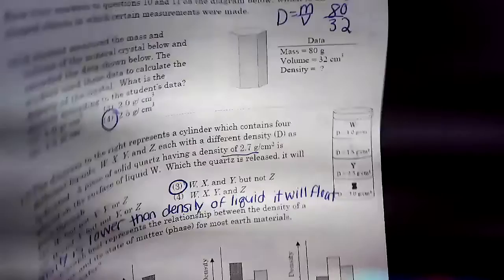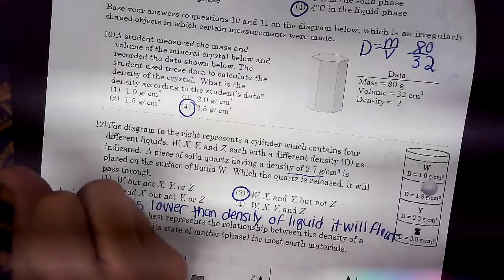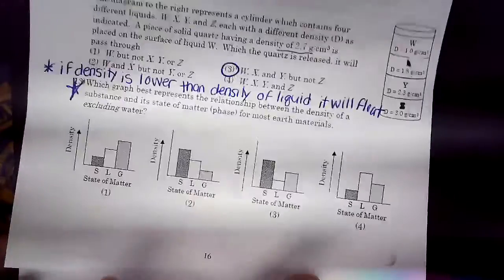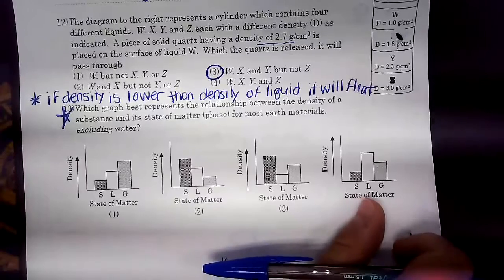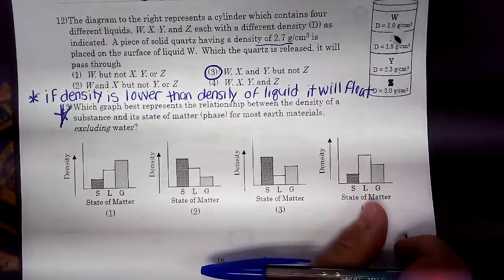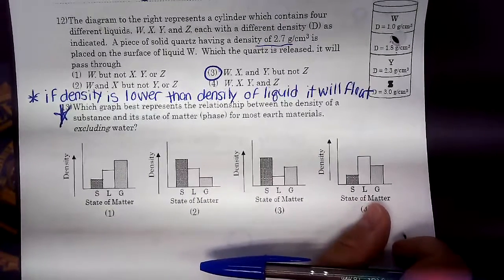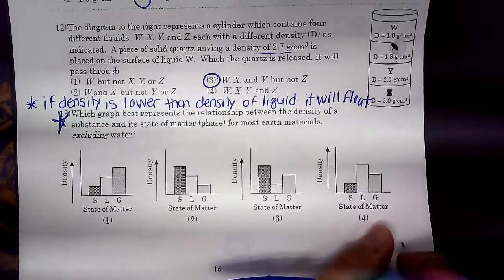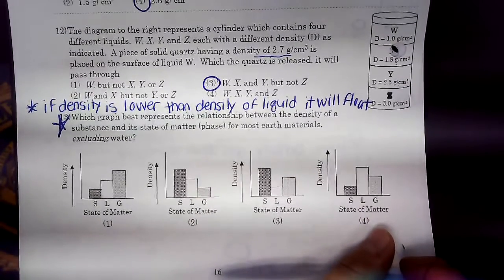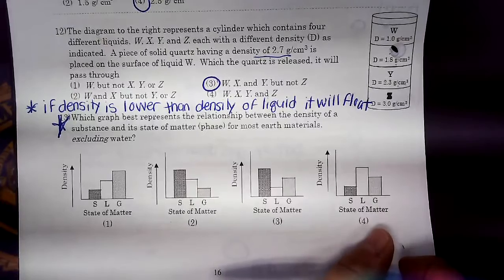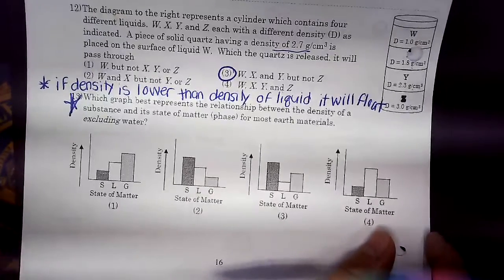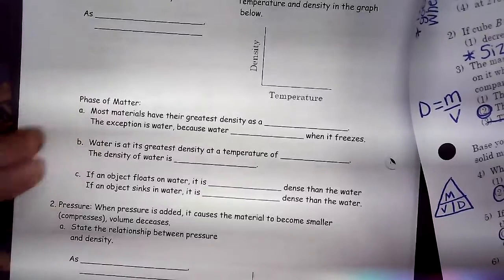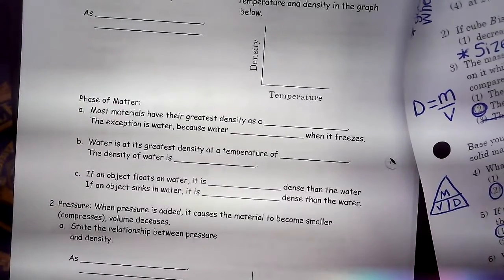Guys, question 13 is always, always, always on the test. And it will be throughout the year as well. It says, which graph represents the relationship between density of a substance and its state of matter for most earth materials, excluding water? So we're not talking about water. What did we say on page 14? I didn't write the notes in this packet.